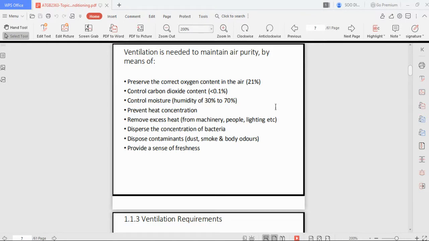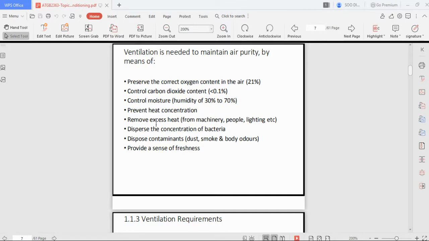And also carbon dioxide content. As we breathe, we exhale carbon dioxide and moisture, which is the third one, which is to control moisture. And then the fourth one is to prevent heat concentration. As we breathe, we exhale carbon dioxide, moisture, and also heat. Even when we are not breathing, we are also emitting excessive heat.